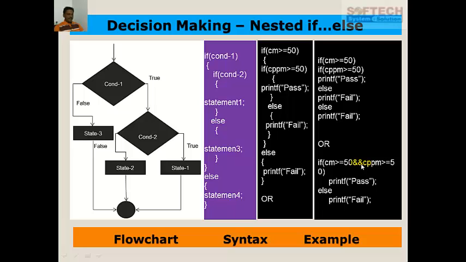When the C mark is greater than or equal to 50 and the C++ mark is greater than or equal to 50, the true portion is executed and it prints pass. Otherwise, if any one is less than 50 or both are less than 50, the else portion is executed and the output is fail. This coding is very simple, so we can use the logical operator. The number of statements is reduced, and the program complexity is also reduced.